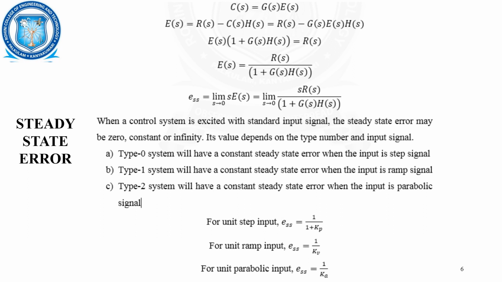This constant steady state error is given by ESS equal to 1 by (1 plus Kp) for unit step input. For unit ramp input it is equal to 1 by Kv, and for unit parabolic input the steady state error is equal to 1 by Ka.